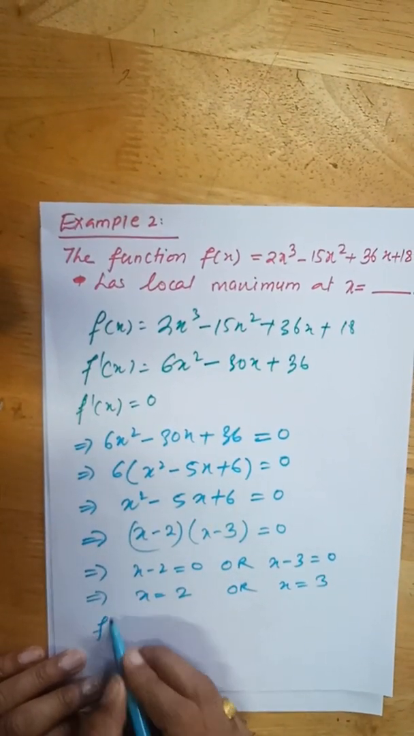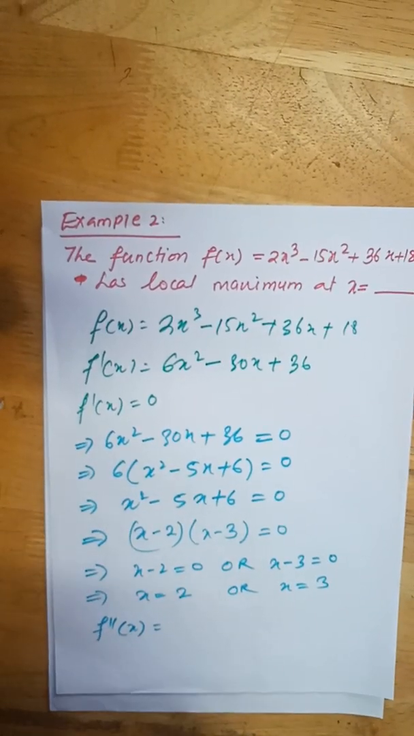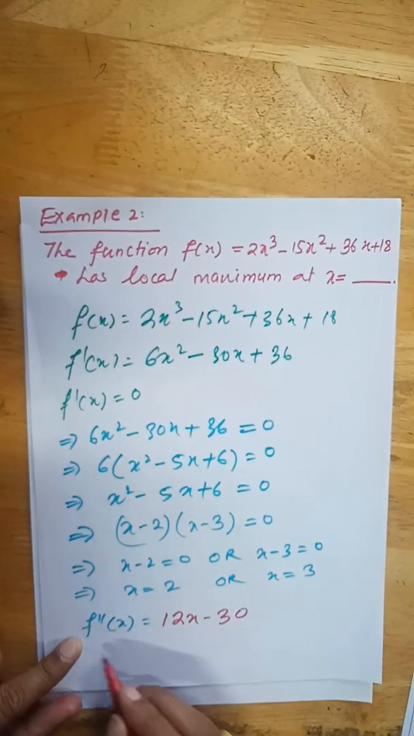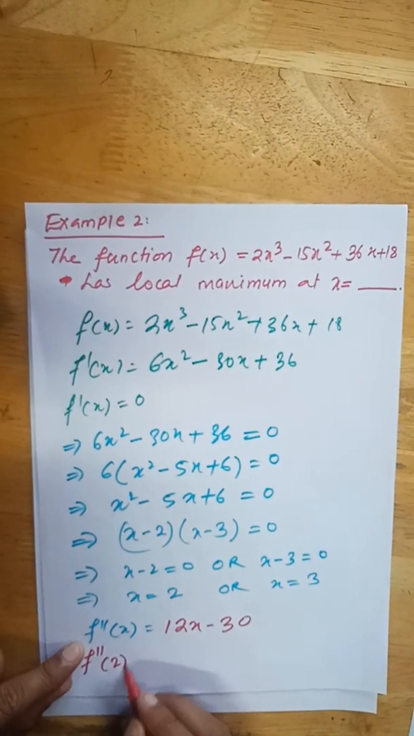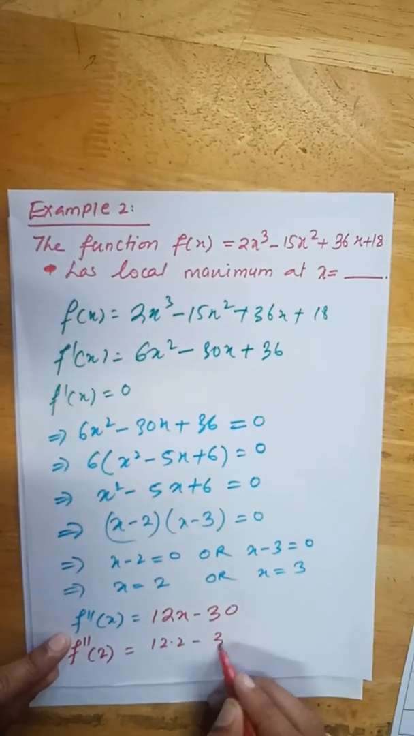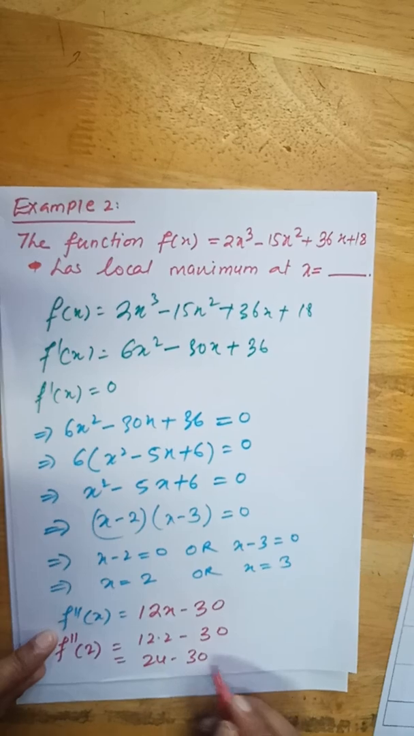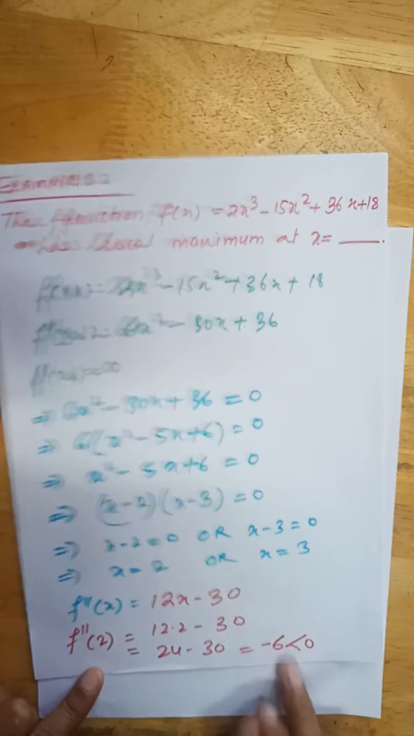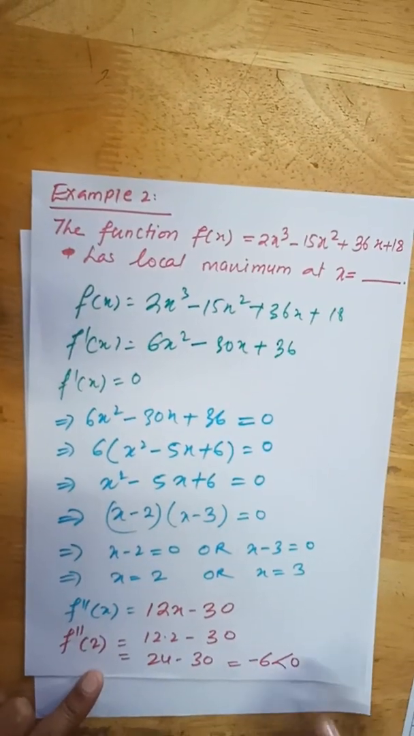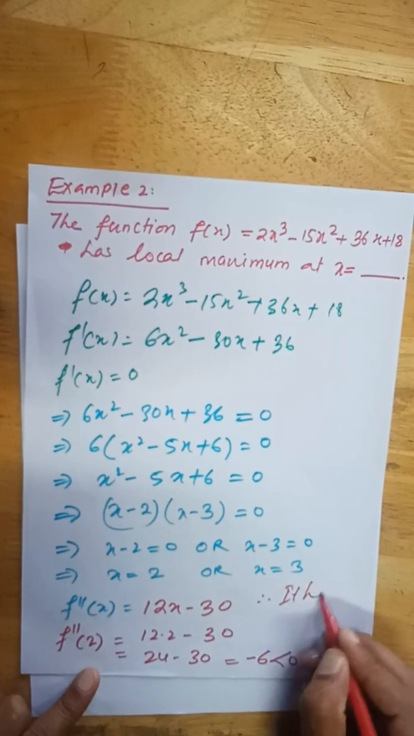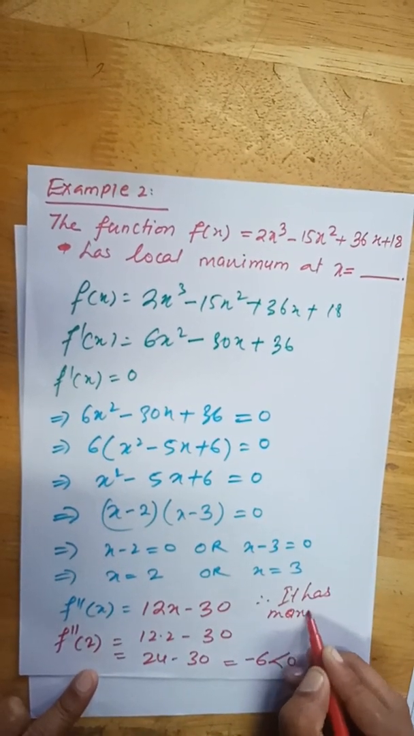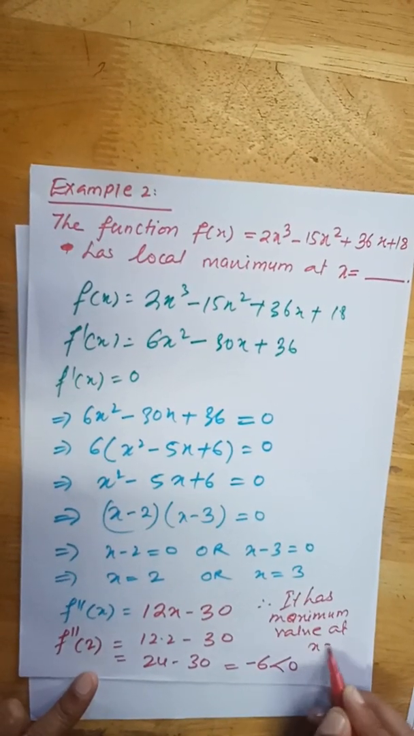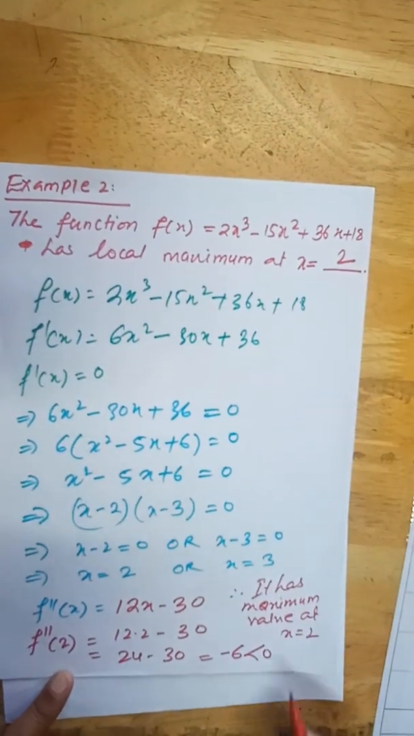So you find f double dash of x. F double dash of x is going to become 12x minus 30. So f double dash of x at 2 is going to become 12 into 2 minus 30. So 24 minus 30, which is equal to minus 6, less than 0. If it is less than 0, then it has maximum value. Therefore it has local maximum at x equal to 2. So your answer is 2 out here.